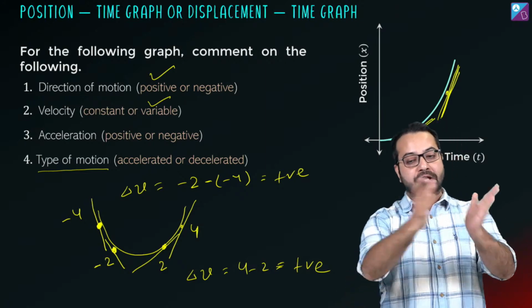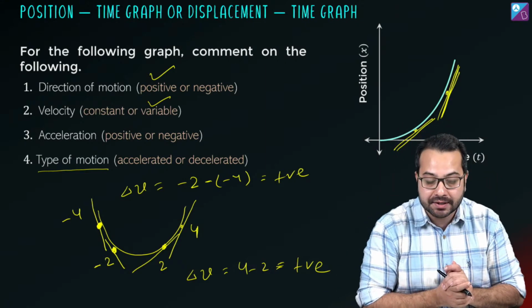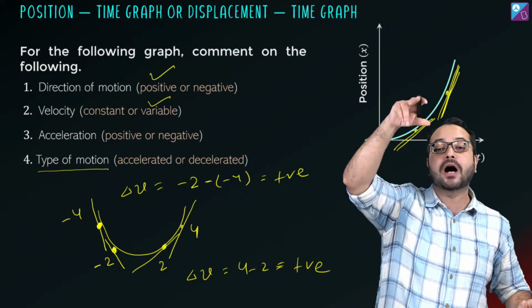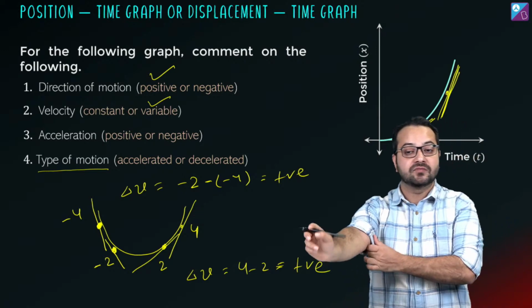Is that correct? So check it from wherever you want. But what do we understand? If the graph is concave upwards, then the double differential is going to be positive. Is that correct? ठीक है?